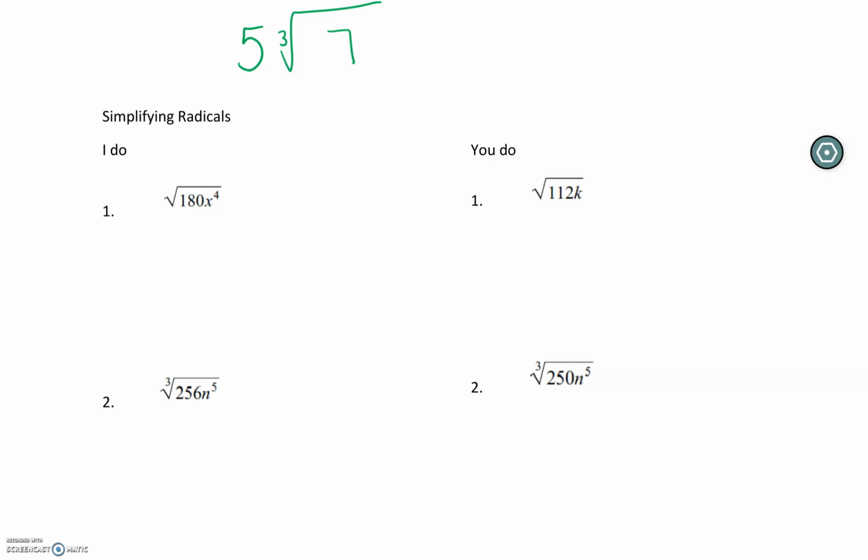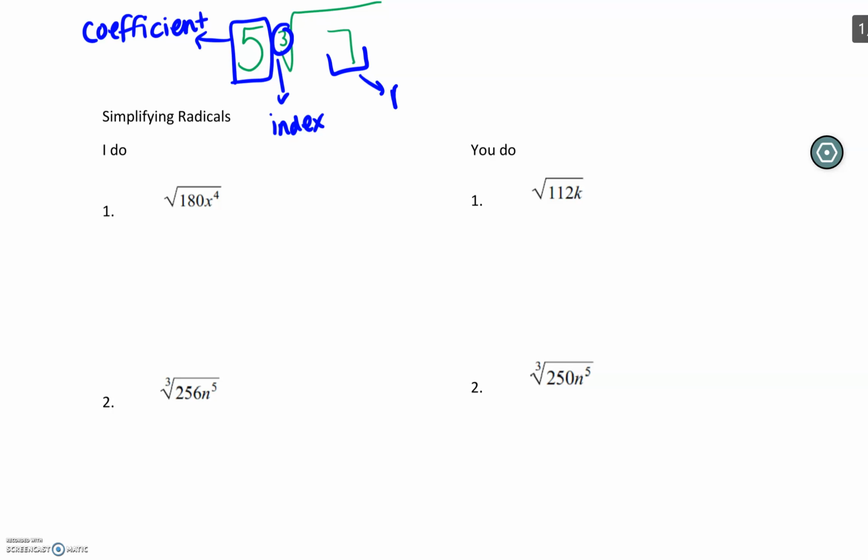We are going to talk very briefly about the parts of a radical. So when you see a number written out here like this, this is a coefficient. This little number is the index. The number underneath is called the radicand. And then this is just simply the radical symbol.